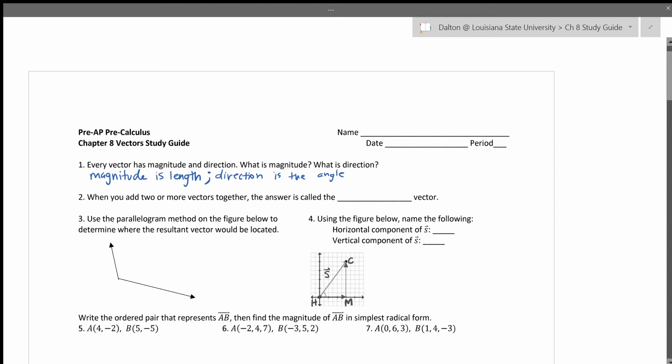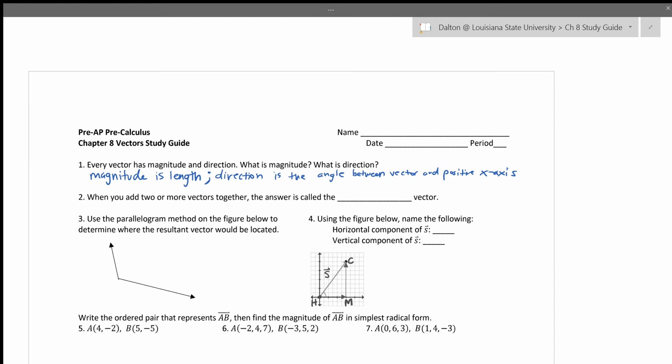It's the angle between the vector and the positive x-axis. So direction is the angle between the vector and the positive x-axis.